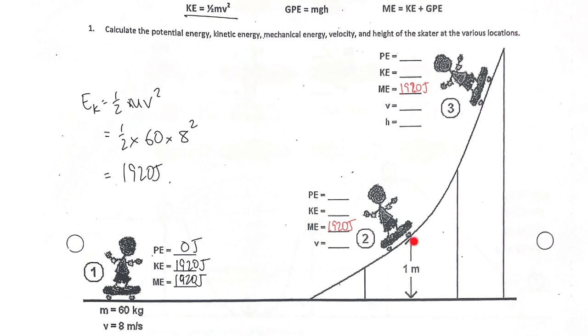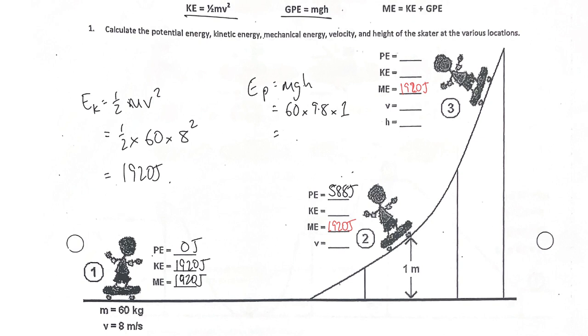Now the skateboarder is 1 meter off the ground. And if he's 1 meter off the ground, now he has some gravitational potential energy. Let's work out how much. So we use the other equation, GPE or EP, for the gravitational potential energy is equal to mgh. His mass is 60, gravity is 9.8, and his height is 1 meter. So 60 times 9.8 times 1 is 588 joules.